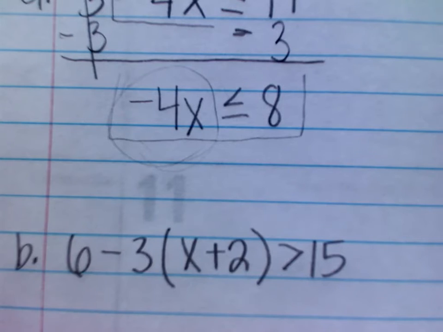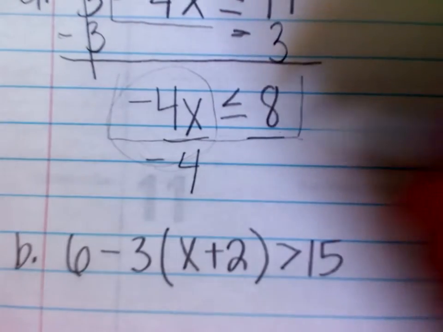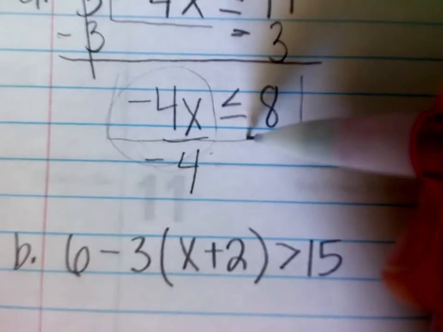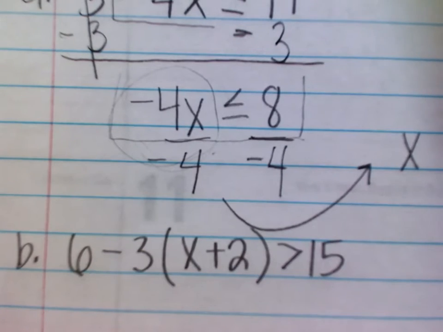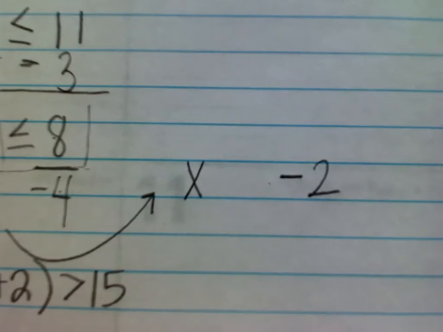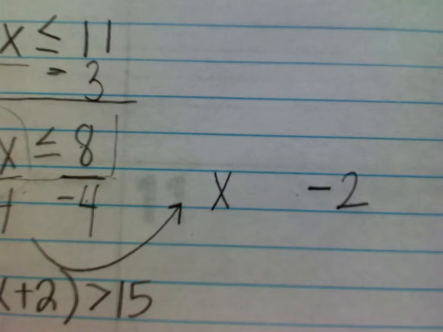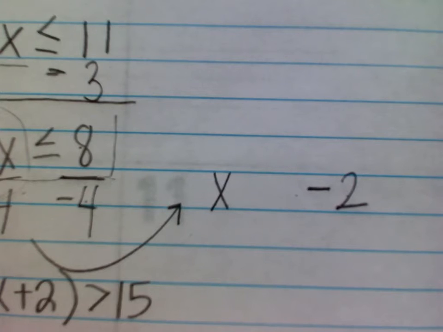There's nothing next to the 4 that you see? Oh, negative 4. Thank you. That's very different than 4. Divide both sides by negative 4. 8 divided by negative 4 is negative 2. Which way will my symbol face? Towards the x or towards the negative 2? Ryan? Towards the negative 2.